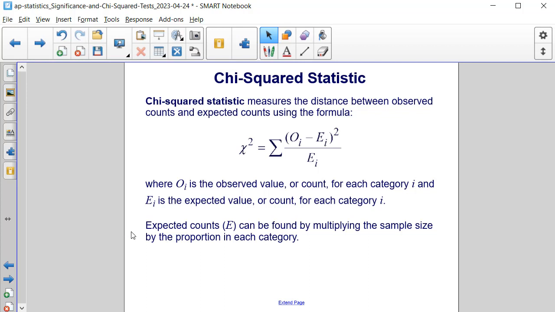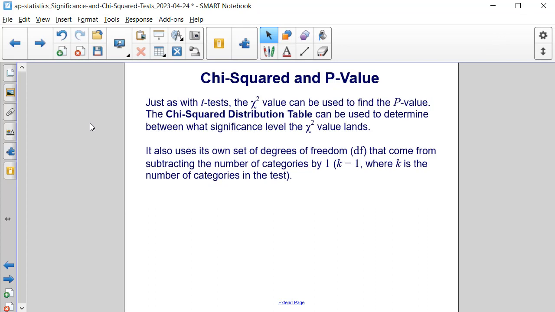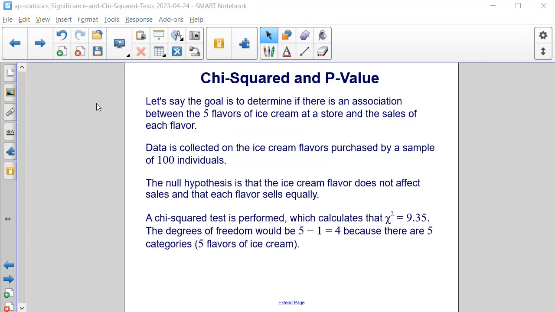The expected counts, or capital E in our formula, can be found by multiplying the sample size by the proportion in each category. Just as with t-tests, the chi-squared value can be used to find the p-value. The chi-squared distribution table can be used to determine between what significance level the chi-squared value lands. It also uses its own set of degrees of freedom that come from subtracting the number of categories by 1. In other words, it's k minus 1, where k is the number of categories in the test.